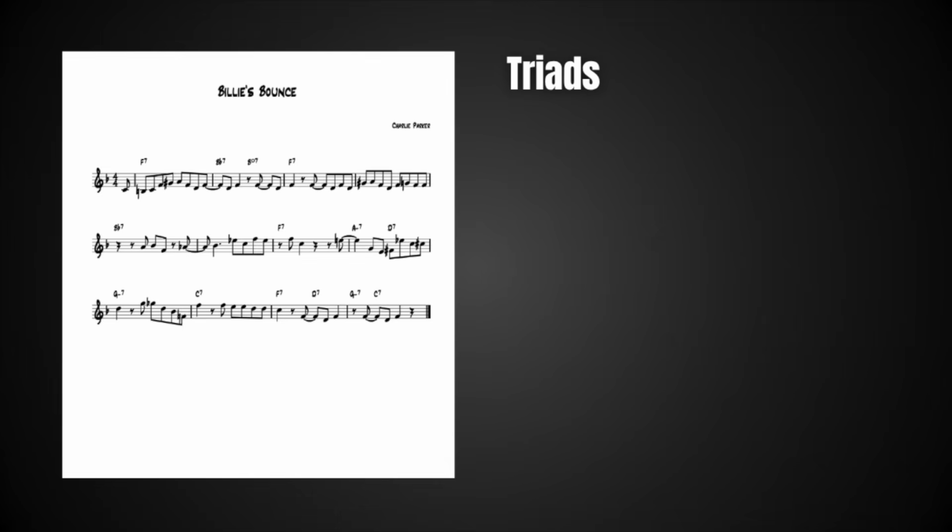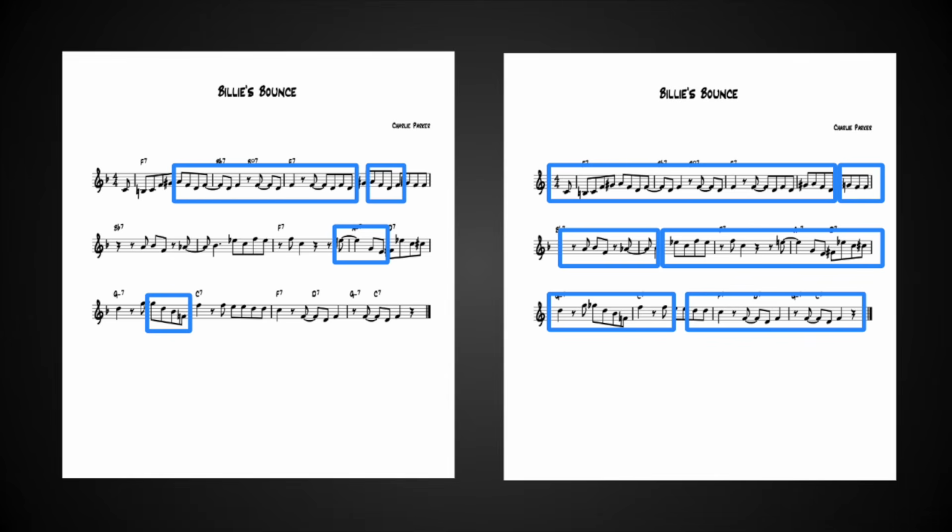Scales and arpeggios explain only a tiny piece of what Bird is doing, but a huge amount of his language comes from simple triads. But here's where it gets tricky. We have to know how to look for them, because if we only circle the obvious triads, it covers only this much of his language. So how do we get from this to this?